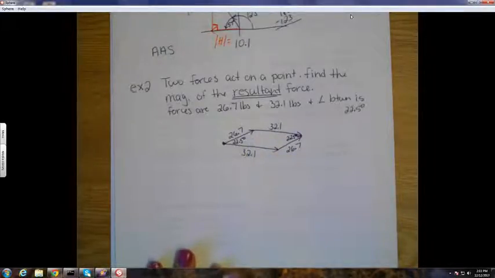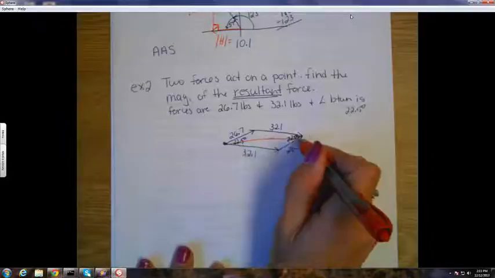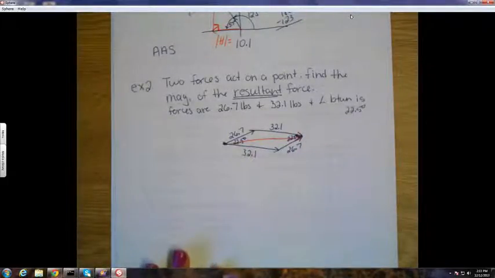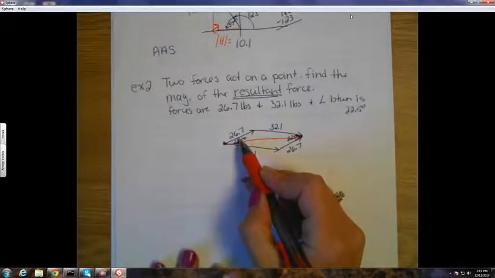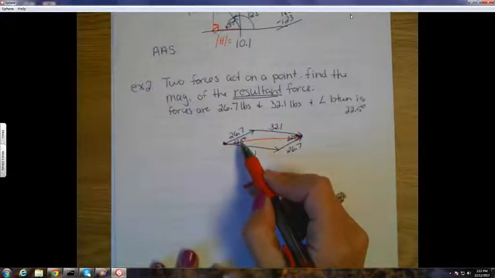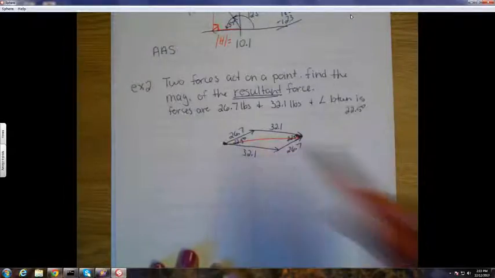Because when I draw in the resultant, which starts here and finishes over here, what happened to my 22.5? It did not get cut in half. I agree it got chopped up, but definitely not in half. These two angles here are not equal to each other. Do I know what they are? No. I can no longer use that 22.5. But Dylan gave us what we needed.